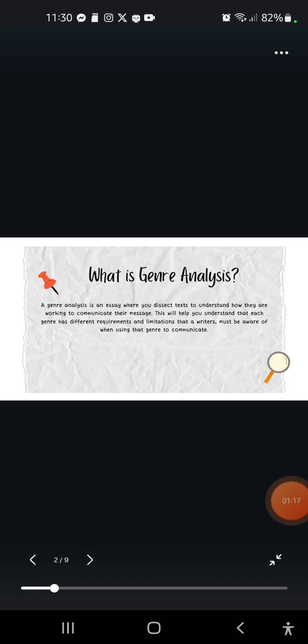So what is genre analysis? It is an essay where you dissect texts to understand how they are working to communicate their message. This will help you understand that each genre has different requirements and limitations that we must be aware of when using that genre to communicate.